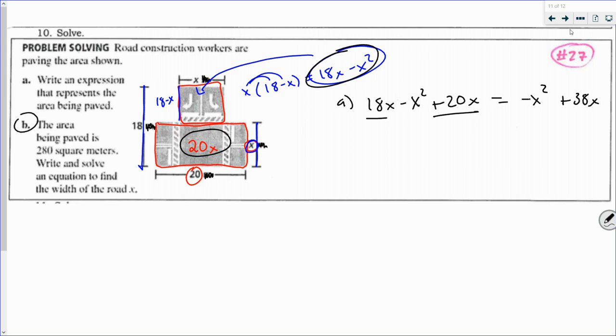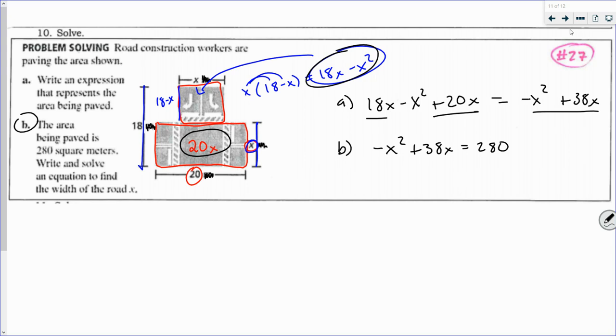Now it says the area being solved. I really like this problem. The area being solved is 280 square meters. I like it because it's requiring you to do some different things. We set this polynomial, this expression that we wrote in part A, equal to 280 square meters, right? And now we're going to solve.